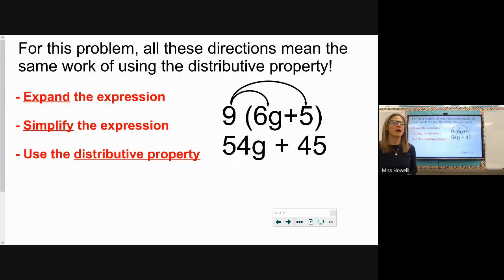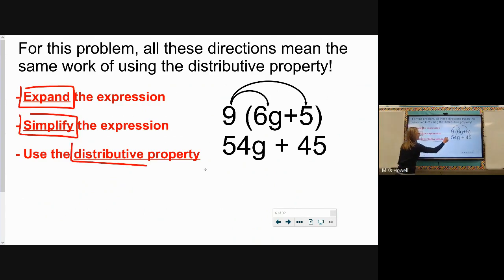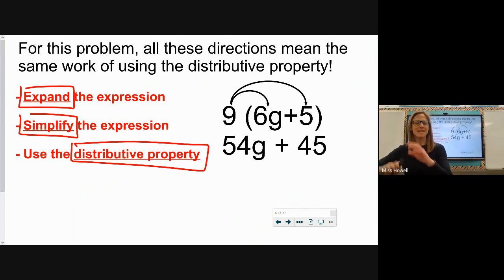So when I'm working through these problems, I might see the directions that say expand, which tells me to take that 9 times and share. It might say simplify, which means take that 9 times and share it and see if you have matching stuff that could go together. It'll still result in this case of 54g plus 45. And it might say use the distributive property, which says take that 9 and share. So just keep your eyes open for expand, simplify, and distributive property, all to be mixed up on Get More Math. And then for this particular problem, they all mean take that 9 times and share to the leftover items.